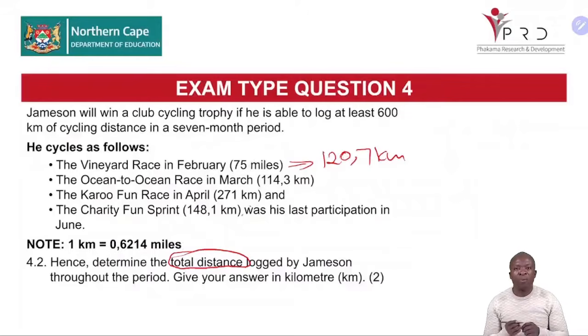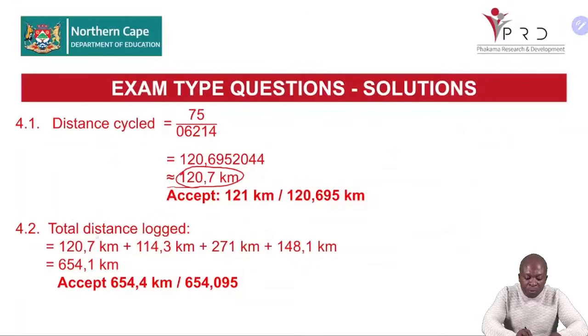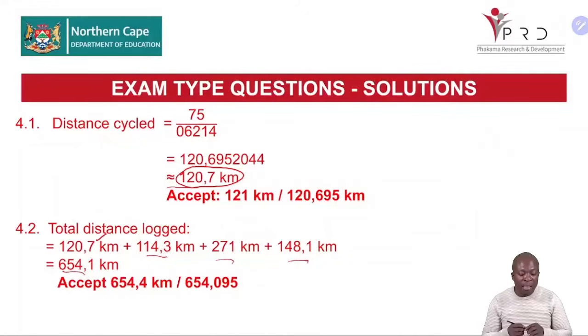Can you please pause the video and quickly add the values so that we can see if we are correct? Pause the video, we'll just review quickly together. So if you have done the work, then this is how it's going to be. So it's going to be the first one, which was 120.7, the 114, 271, 148.1. Everything is going to be what? 654.1 kilometers.